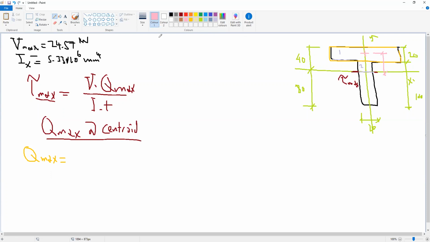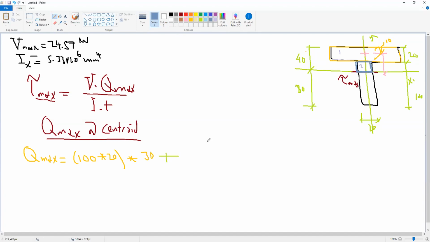Okay, so Q max will be, the yellow area is 100 multiplied by 20, multiplied by the distance. What is this distance? If this is 40 and this was 10, this distance will be 30, plus area 2. What is area 2? Area 2 is this small area.